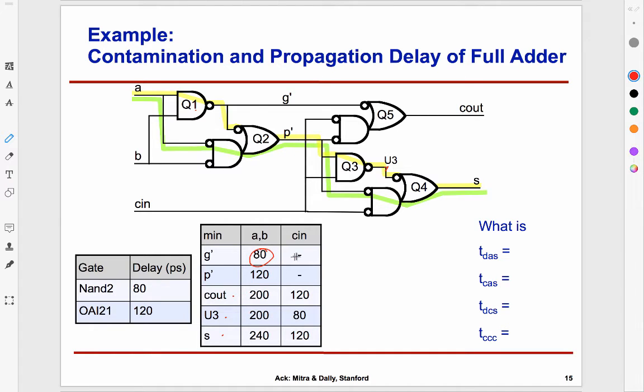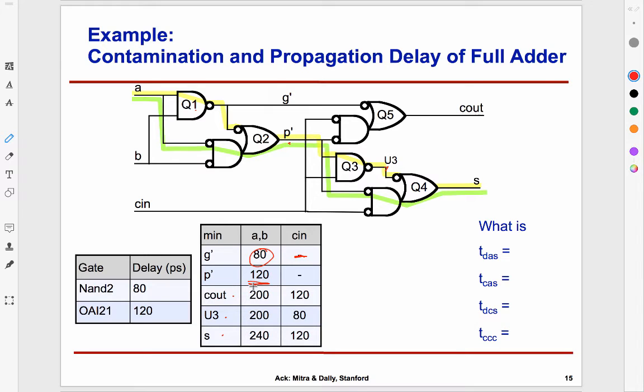And from C in, I cannot get to G prime, so there is nothing there. Second row says, what is the minimum time to P prime? Well, starting from AB, and we are trying to get to P prime, which is out here. I have 2 possibilities. I have to go through the yellow path or the green path. Through the green path is 120, for the yellow path is 80 plus 120, so the minimum is going to be 120. And I cannot get to C in from P prime.